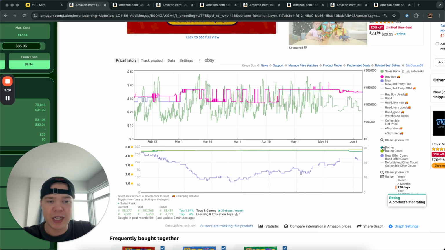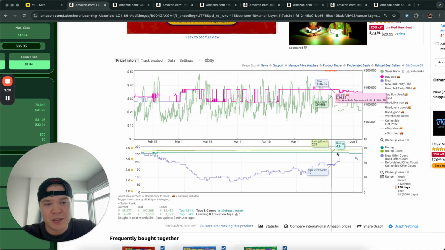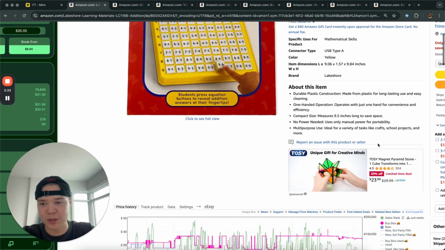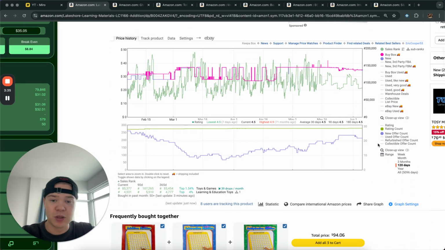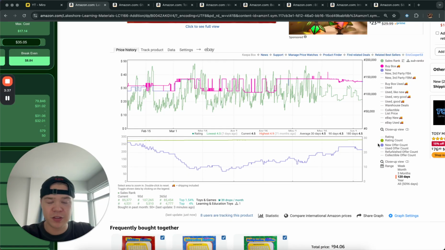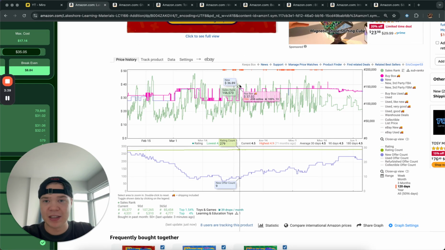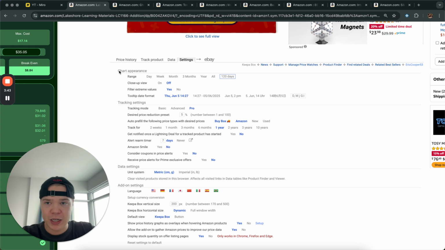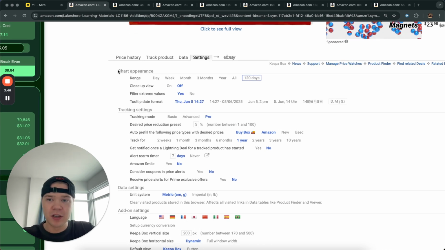You could use rating. I don't really use rating because I always just see rating up here, right? 4.5. So I don't really bother with rating on. But if you'd like to use it, you could. One other thing that I want to touch on that I think is really, really valuable for you guys in the settings, I would recommend putting your chart appearance here for the range at 120 days.